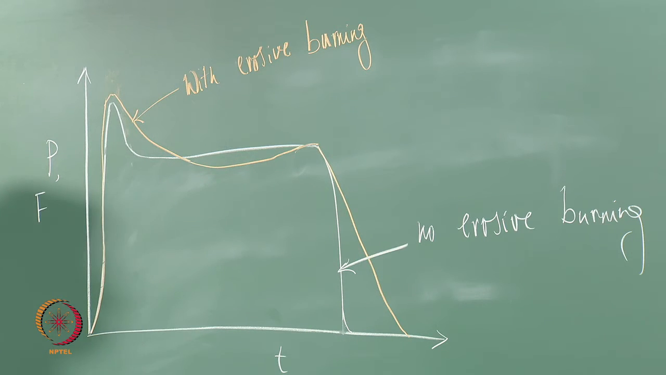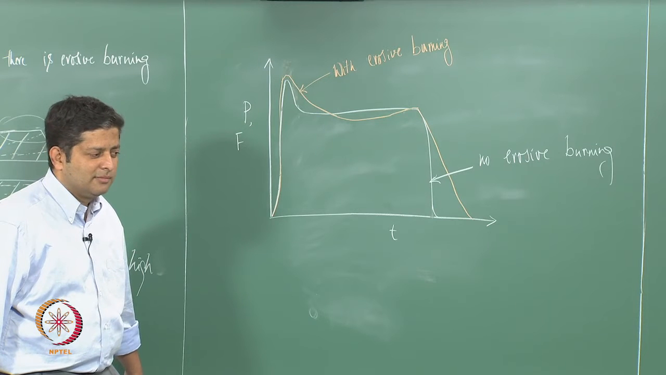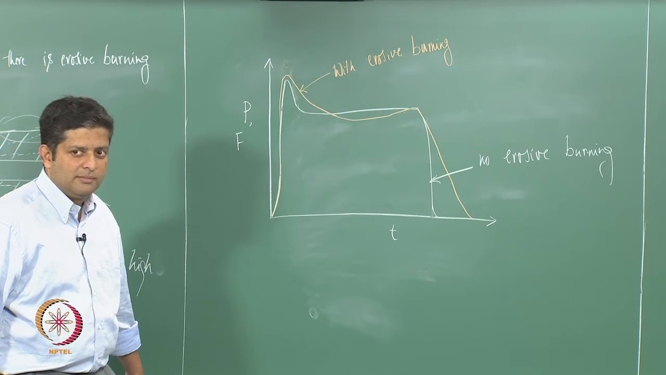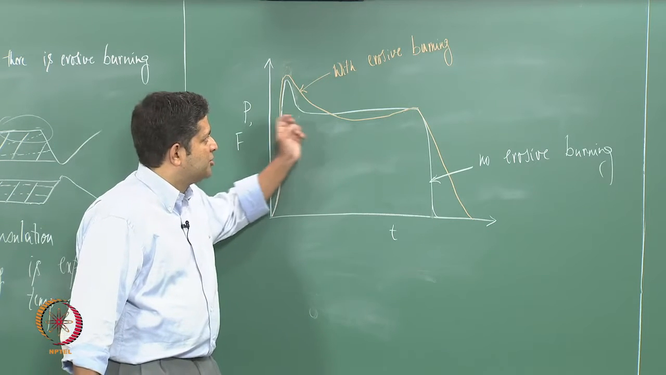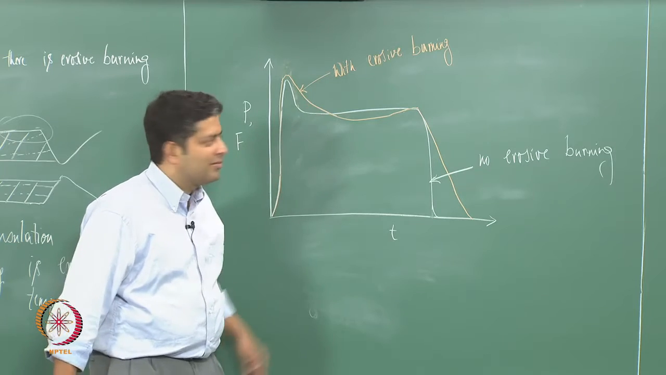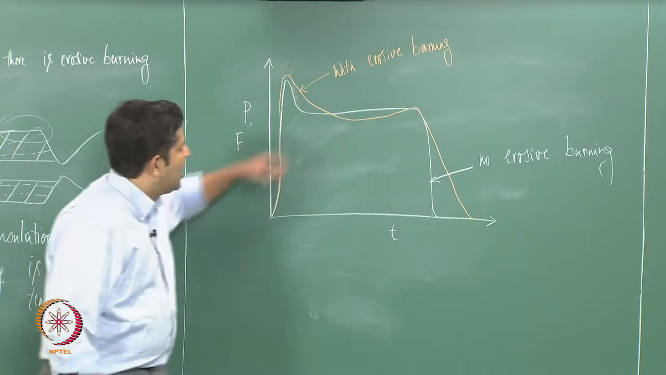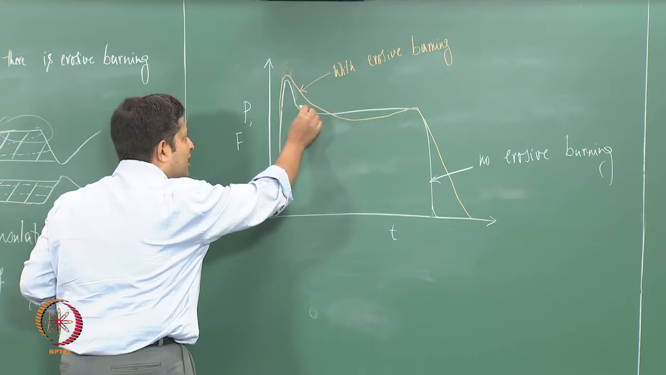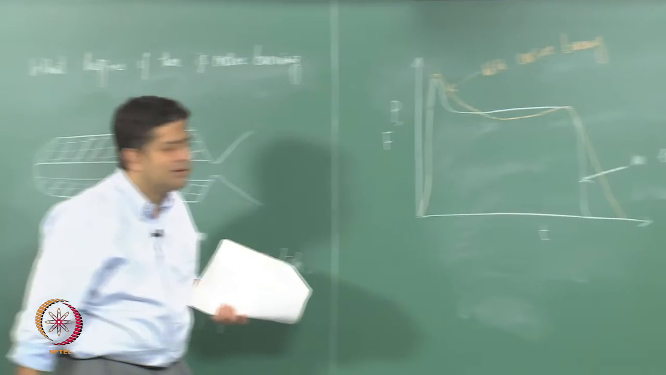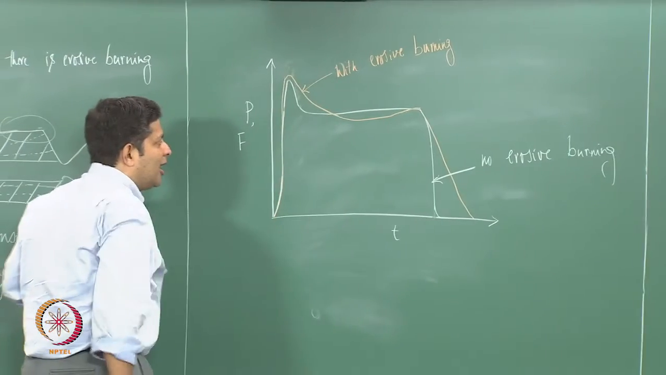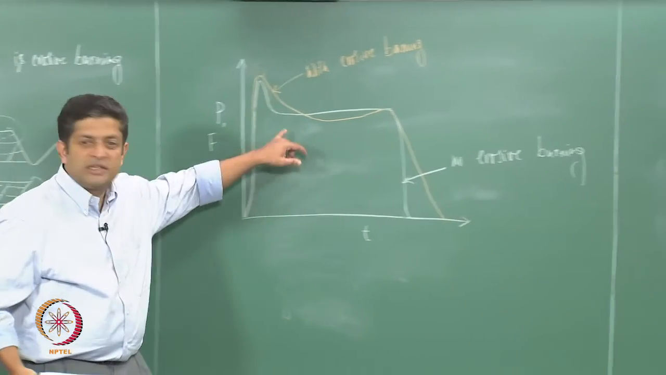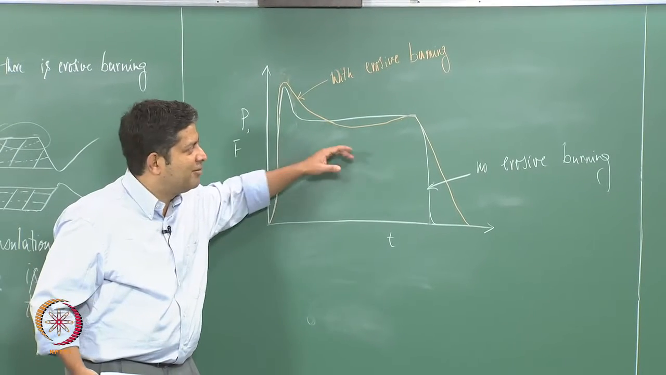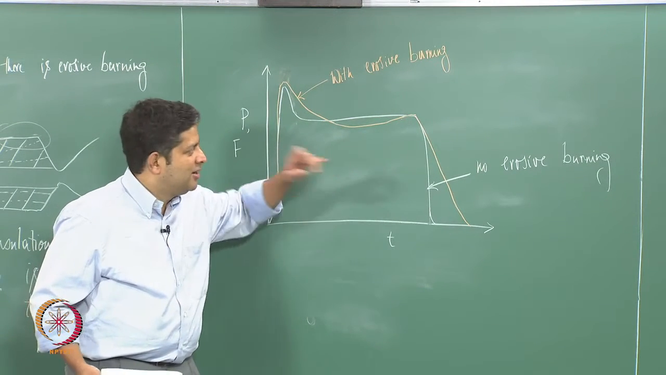whereas if you look at the case with erosive burning, you will find that the tail off is not sharp and it takes a much longer time for it to come back to the equilibrium pressure. So, there is a much larger time that you have, and there is a kind of hump that you see like a camel hump here. This is a characteristic feature of erosive burning. If you see a pressure time curve like this, you can be very sure that there has been erosive burning.